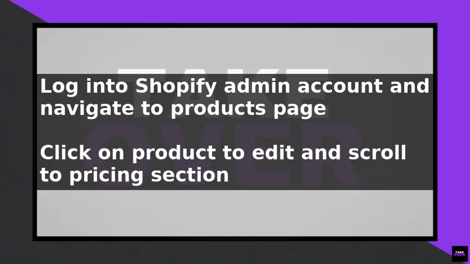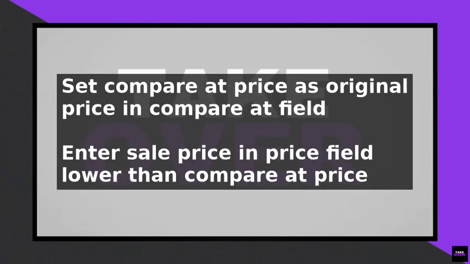This field allows you to set a compare at price, which is the original price of the product before the sale. Enter the original price in this field. Next, set the sale price by entering the new price in the price field. The sale price should be lower than the compare at price.